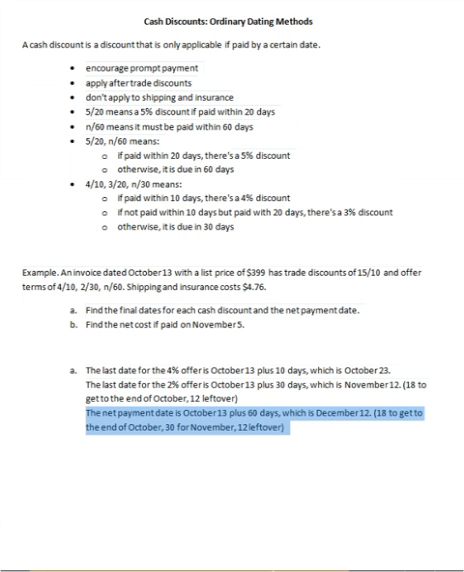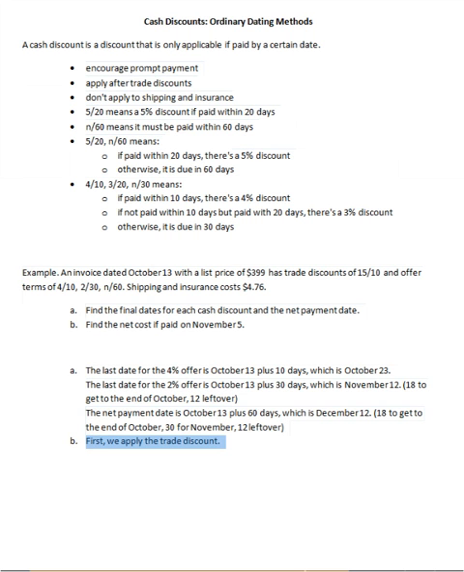Alright, so part B, find the net cost if paid on November 5th. November 5th is going to fall after the 4% offer expires, but during the 2% offer period. So we're going to have a cash discount of 2%. But remember, cash discounts are applied after trade discount, so we're first going to have to take care of the trade discount of 15/10.